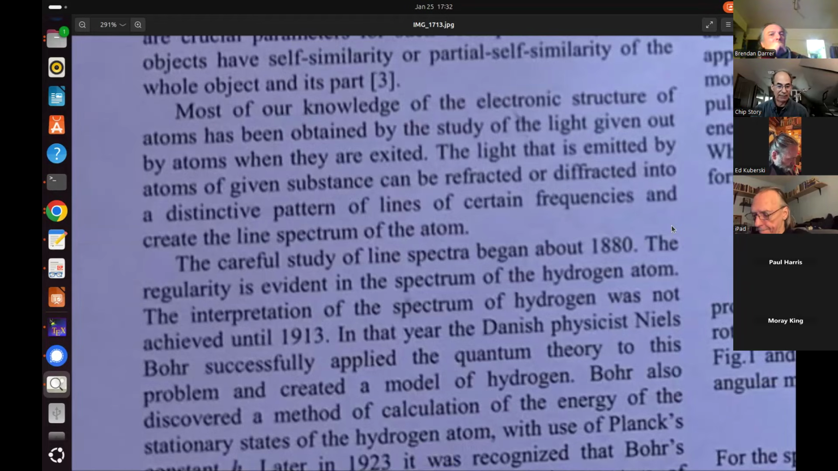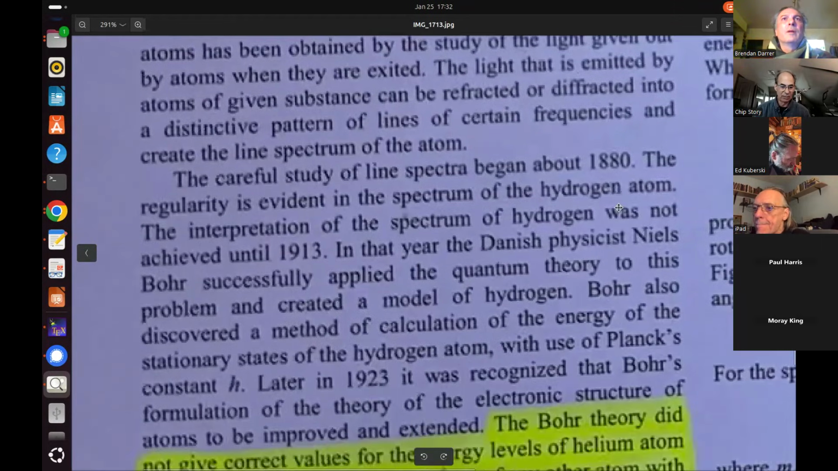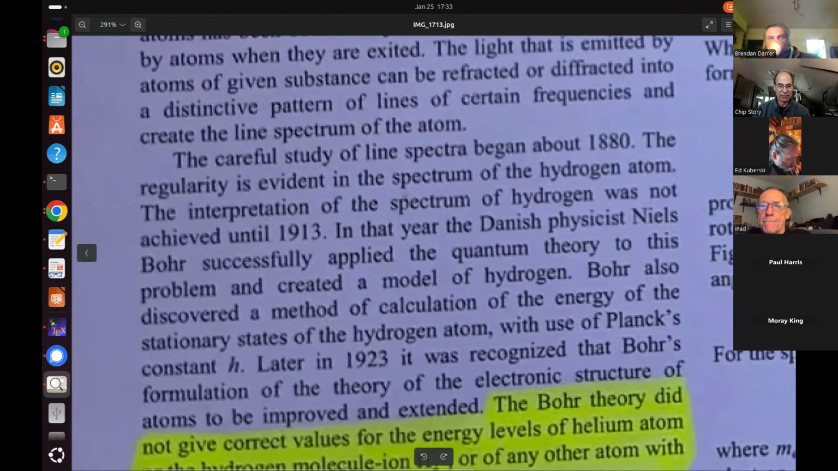The regularity is evident in the spectrum of the hydrogen atom. Interpretation of the spectrum of hydrogen was not achieved till 1913. In that year, the Danish physicist Niels Bohr successfully applied the quantum theory to this problem and created a model of hydrogen.